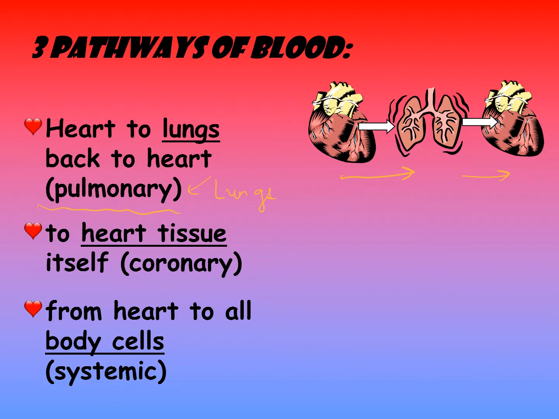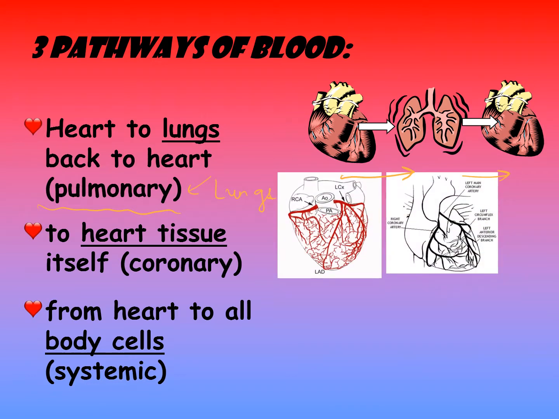Okay? The second route blood is taking is just to the heart tissue itself. There's a network of blood vessels that feed oxygen and nutrients and pull away the waste from the heart tissue itself, the cardiac muscle, because we know we don't want that to die off. If it dies off, that's a problem, because that can be what causes or triggers a heart attack. So that's called coronary circulation. Every time you see this word coronary, it's dealing with something about the heart.